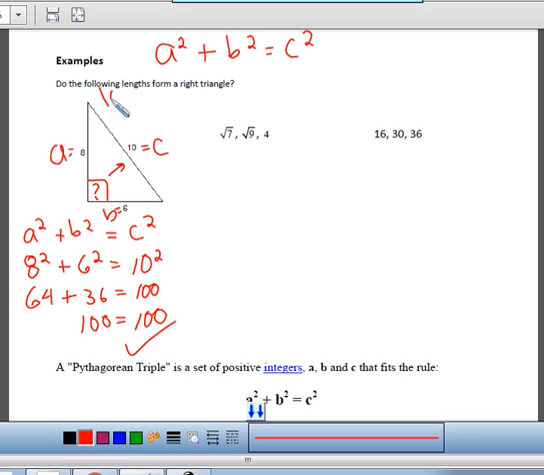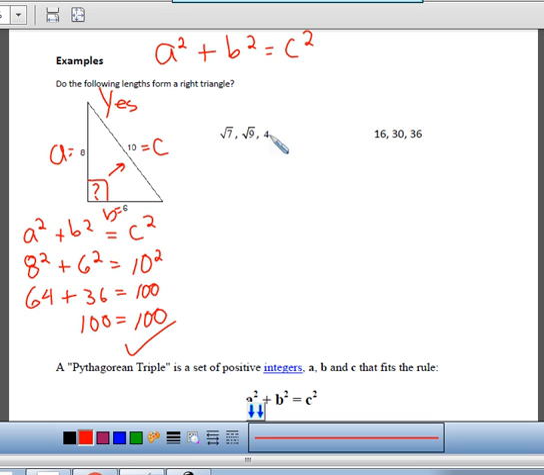So the first one is a right triangle. Why? Because the Pythagorean theorem works. Okay, now, square root of 7, square root of 9, and then the number 4. Which is which? Well, if you plug in the square root of 7 or the square root of 9, you'll find that they are smaller than 4.